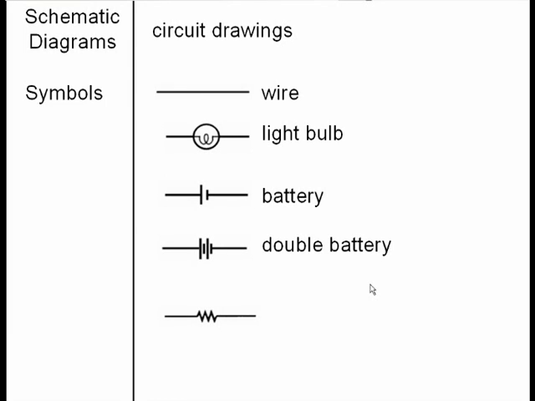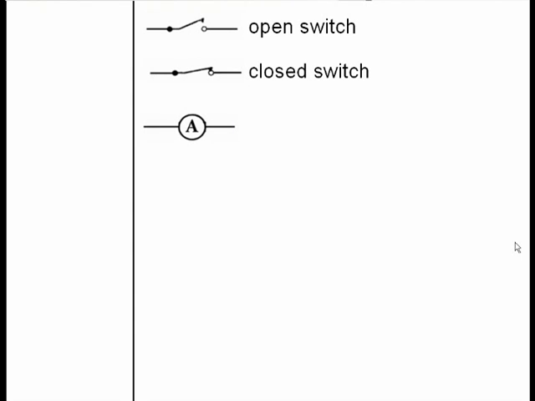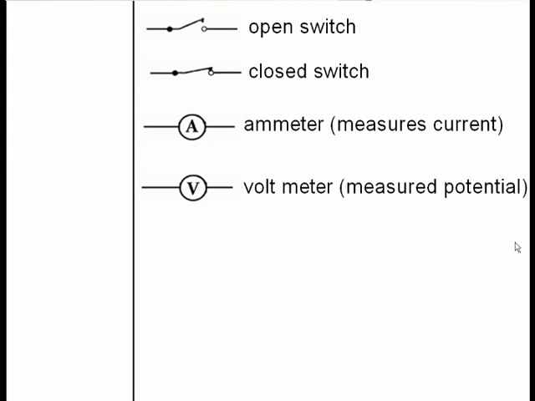This is the symbol for a resistor, and we can actually use it for any appliance. Anything that uses electricity, could be a fan, could be a lamp, could be a laptop. They all can be represented with a resistor because everything has a resistance to it in an electrical circuit, except for a wire. This one is an open switch. This one is a closed switch. Then for measuring our currents, we have this one called an ammeter. It measures the current. And this one is a voltmeter. It measures our potential or potential difference.